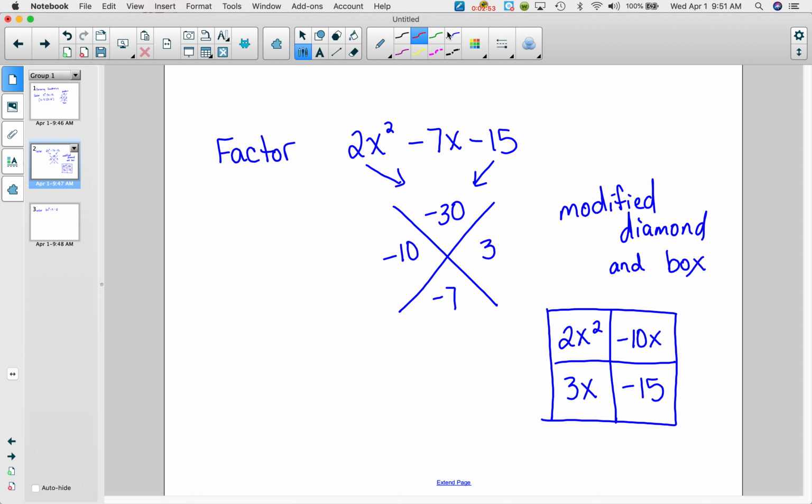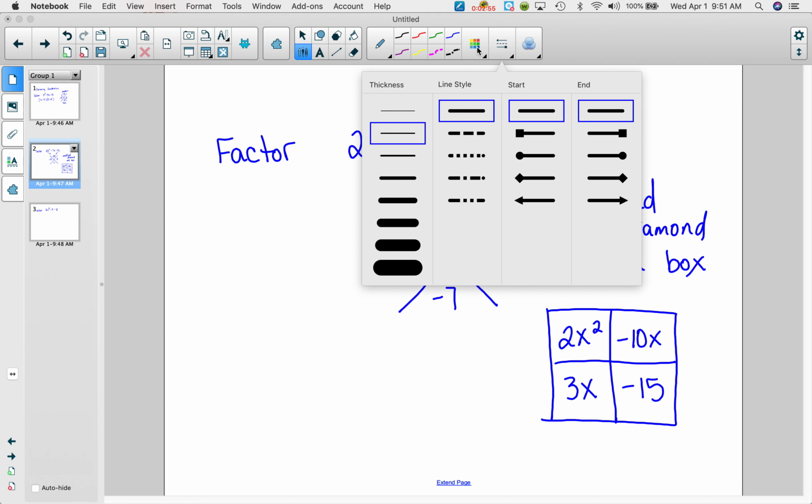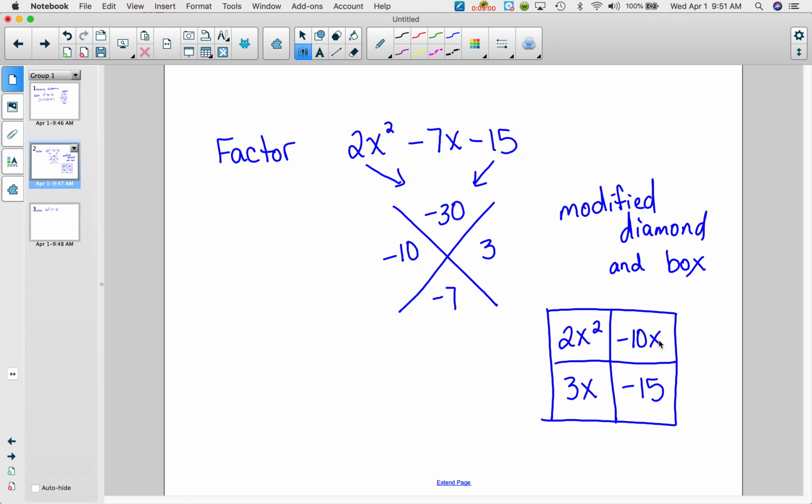What you're going to do next is you are going to look in this first row and factor any common factors. So notice I can take a 2 out, and I can also take an x out. Now think about, what would you multiply 2x by to get 2x squared? Well, you'd need an x right here. What would you multiply 2x by to get minus 10x? You'd need a minus 5 right here. And so x times what gives you 3x? This needs to be a plus 3.